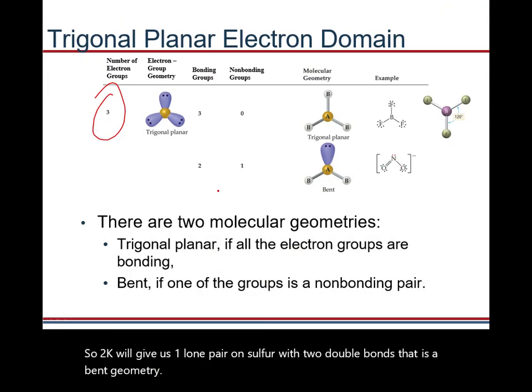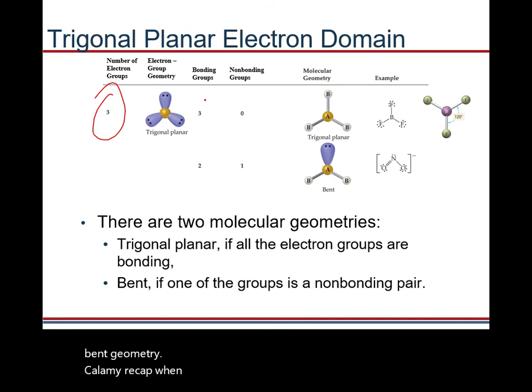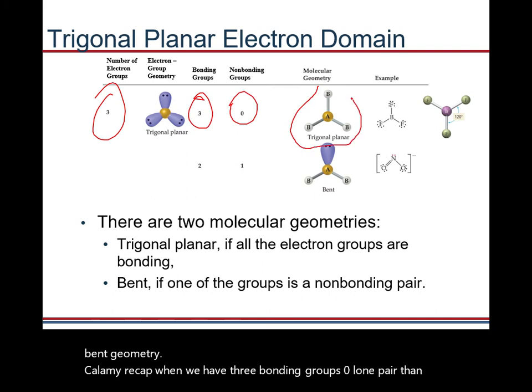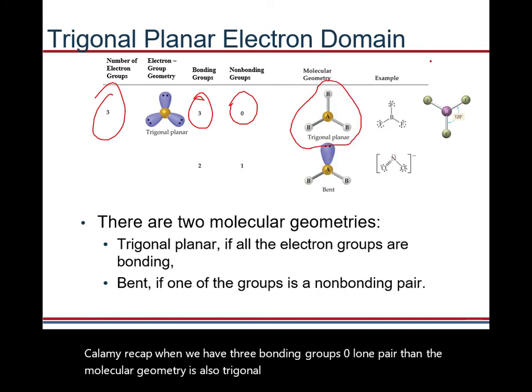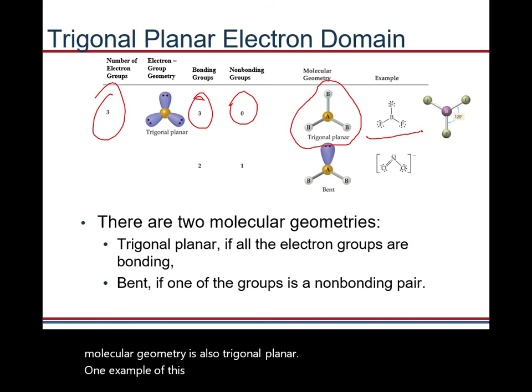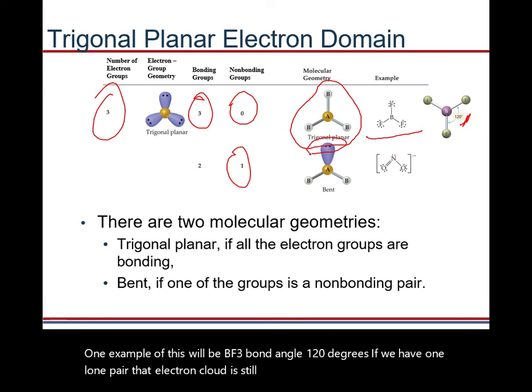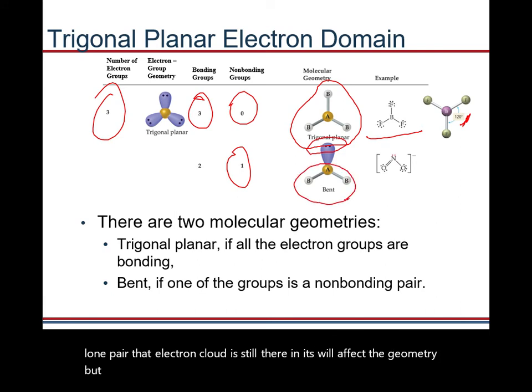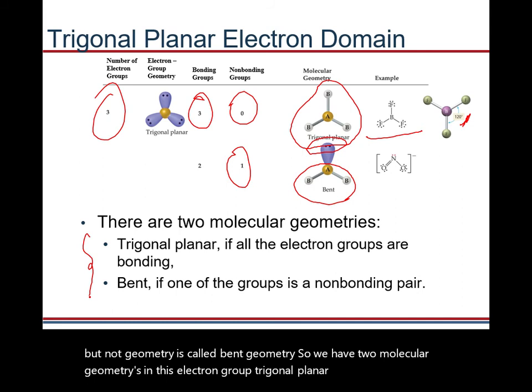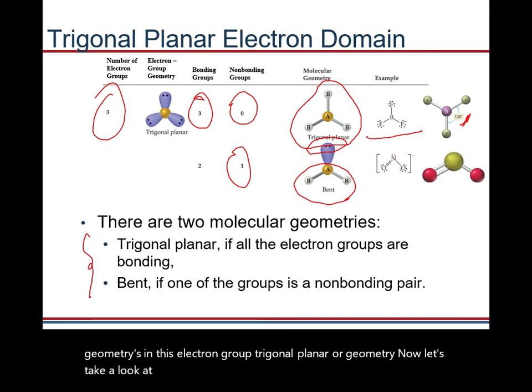Okay, let me recap. When we have three bonding groups, zero lone pairs, then the molecular geometry is also trigonal planar. One example of this will be BF3, bond angle 120 degrees. If we have one lone pair, that electron cloud is still there and it will affect that geometry, but that geometry is called bent geometry. Okay, so we have two molecular geometries in this electron group, trigonal planar or bent geometry. Now let's take a look at the next.